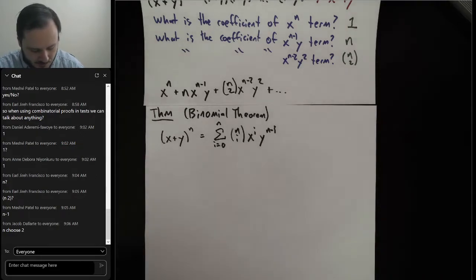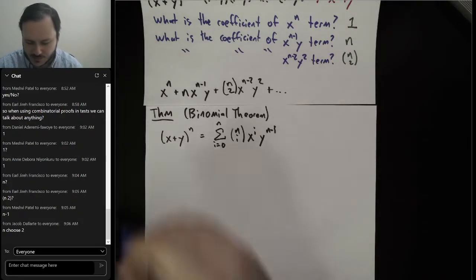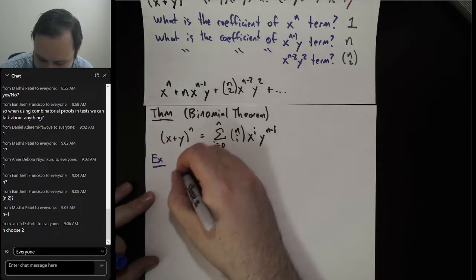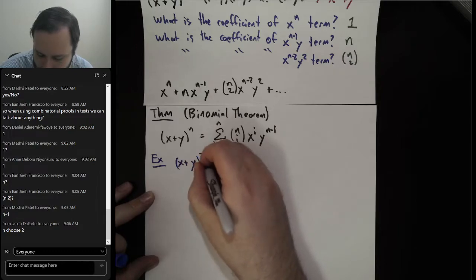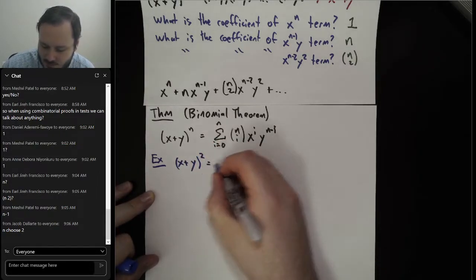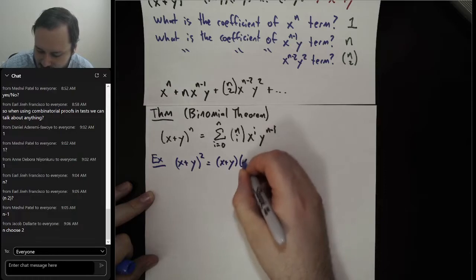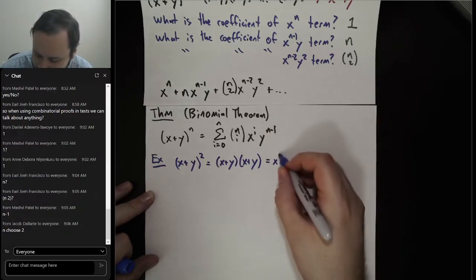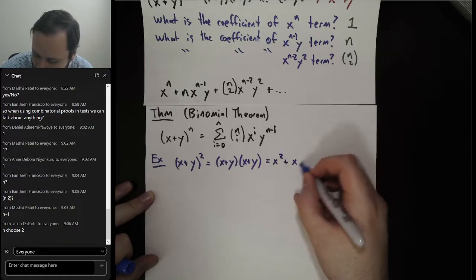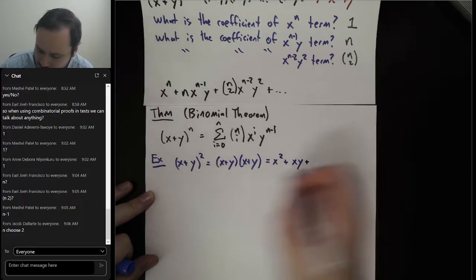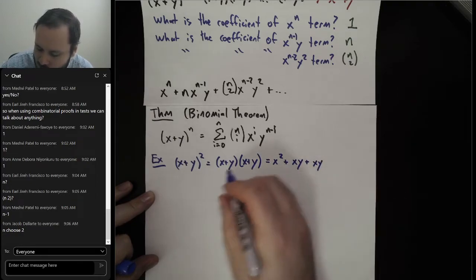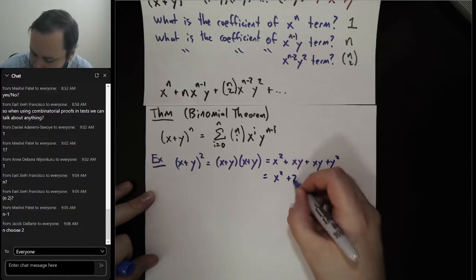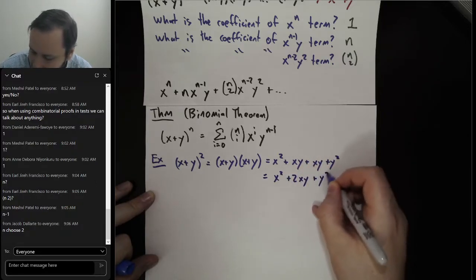Okay, let me do an example real quick. A couple examples. x plus y squared. This is x plus y times x plus y. All right, we can FOIL first, outer, inner, gives me yx, but I'm going to write that as xy. And then last gives me x squared plus 2xy plus y squared.